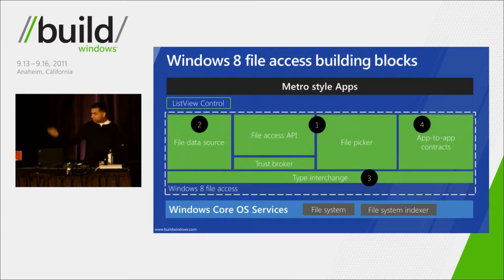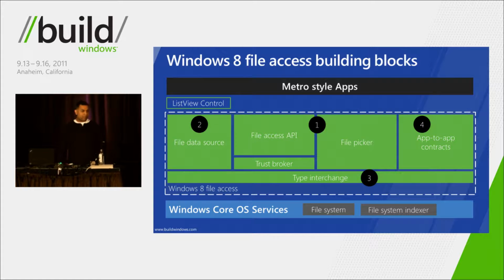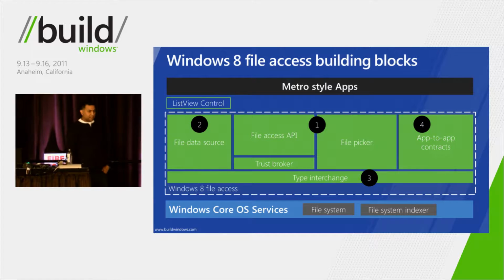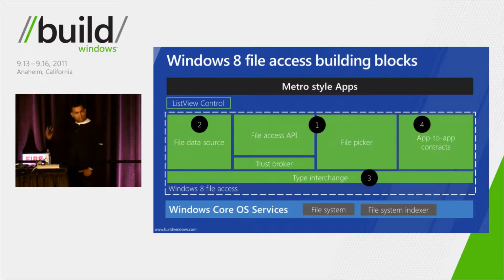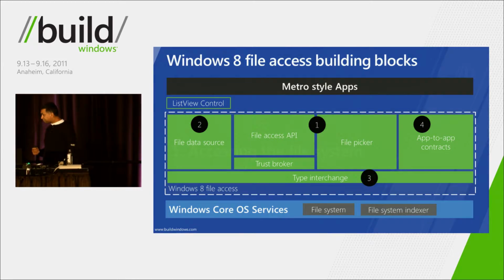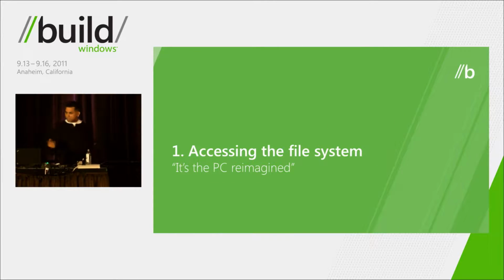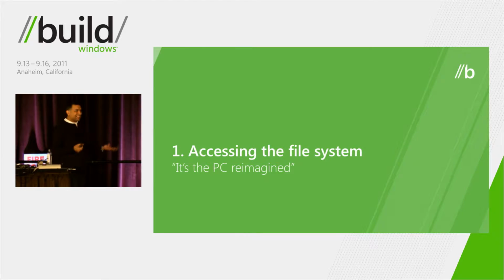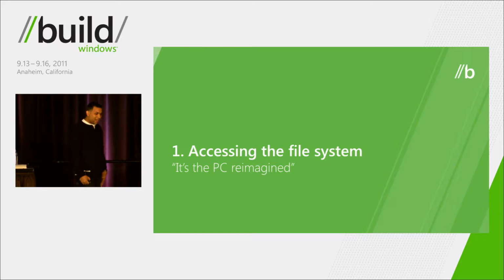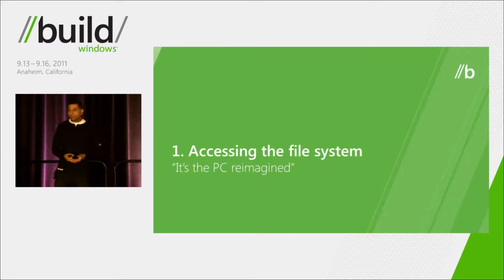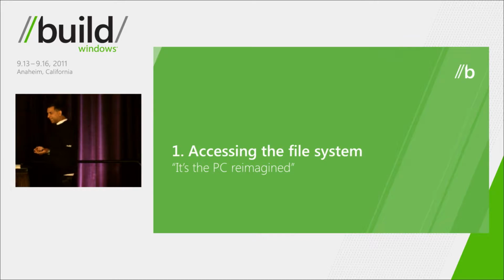So that said, these four components make up our file access. These are the logical building blocks that we'll talk about today. The first thing we'll talk about is how you do the bread and butter. How do you basically access the file system? How can you do basic file system operations? And what does that really mean?